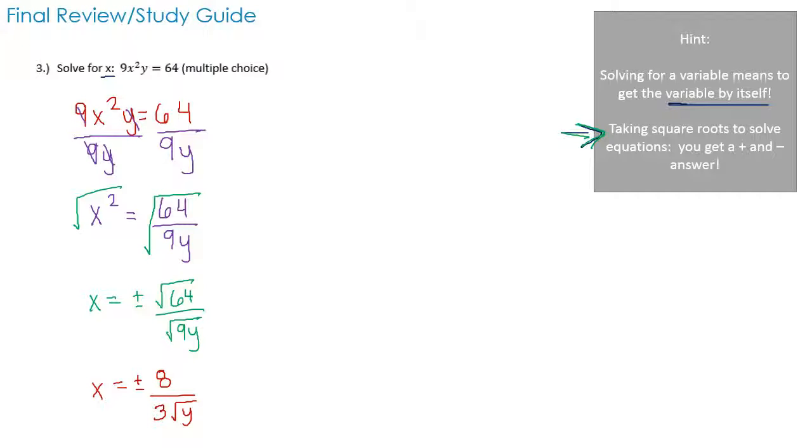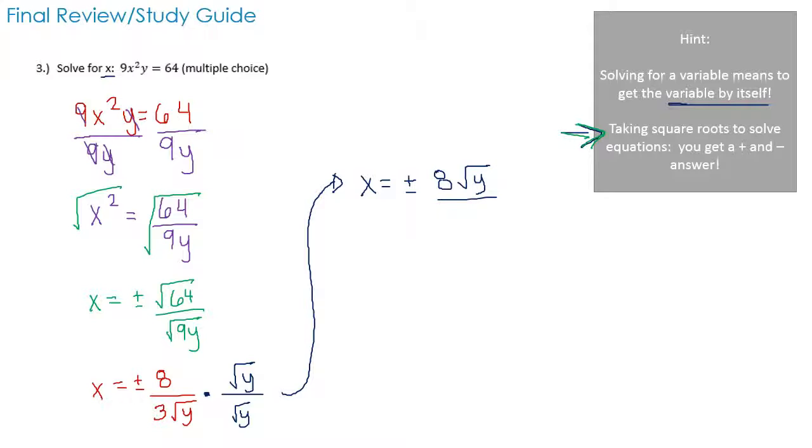So what we have to do is something called rationalizing the denominator, and that means we're going to multiply both the numerator and denominator by the radical on the denominator. So by that radical y, or square root of y. So now we have x is equal to plus or minus 8 times the square root of y on the numerator, and on the denominator we have 3, and then we have the square root of y times the square root of y.